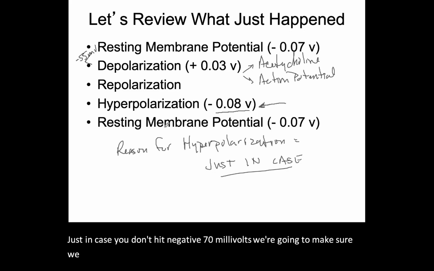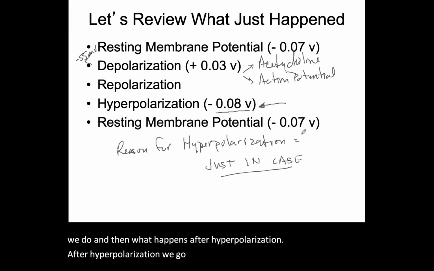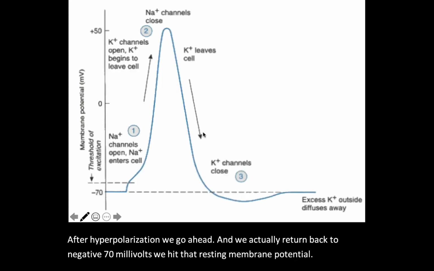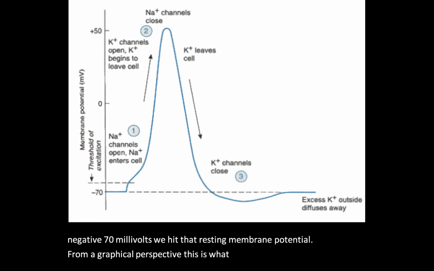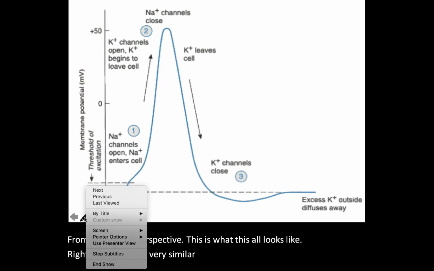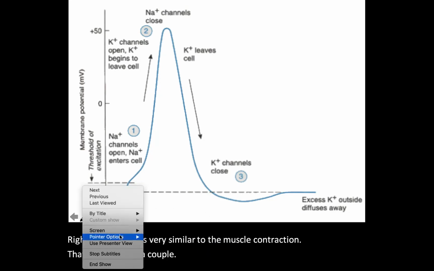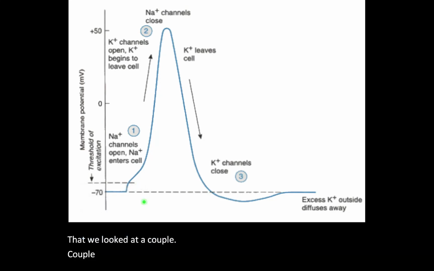And then what happens? After hyperpolarization, we actually return back to negative 70 millivolts. We hit that resting membrane potential. From a graphical perspective, this is what this all looks like. Now this looks very similar to the muscle contraction that we looked at a couple of videos ago, and I would say you are correct.